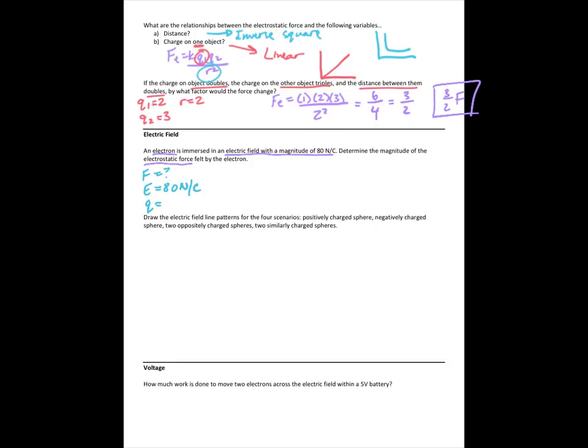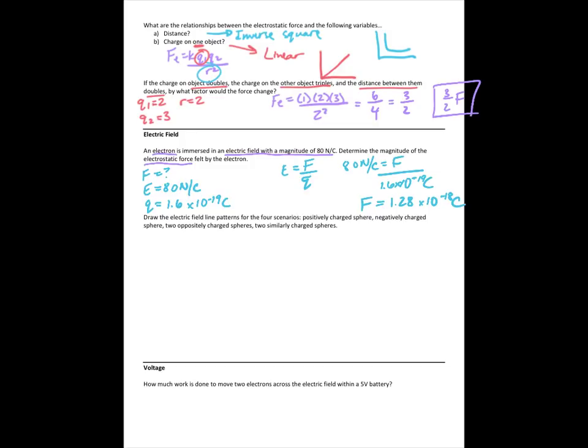And the electron here has a charge of 1.6 times 10 to the negative 19 coulombs. We plug it into this equation. So it's 80 newtons per coulomb equals F over 1.6 times 10 to the negative 19 coulombs. Plug and chug, and you get that F is equal to 1.28 times 10 to the negative 18 newtons. That's the answer.